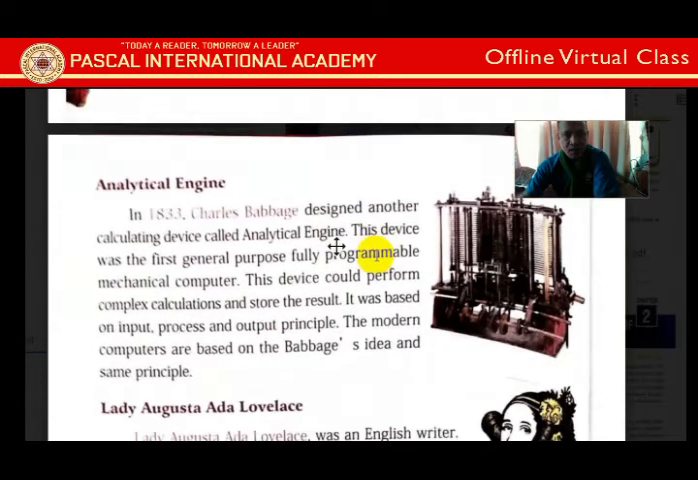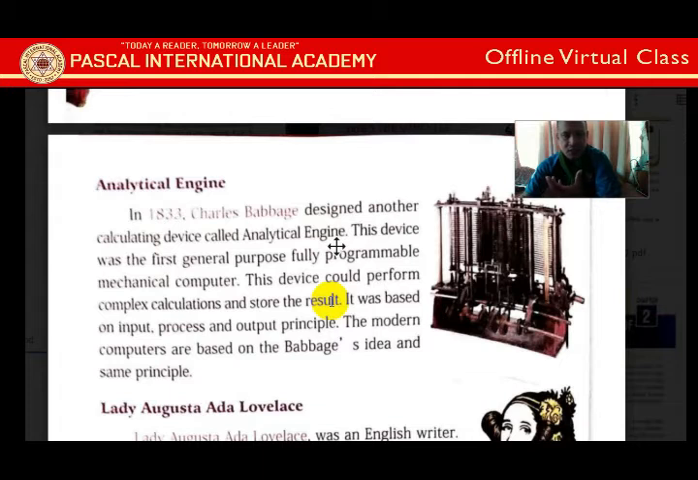So the next one is the Analytical Engine. See in the picture how big the Analytical Engine is. In 1833, Charles Babbage designed another calculating device called the Analytical Engine. This device was the first general purpose fully programmable mechanical computer. Programmable means we can fit a program, design the instructions. A set of instructions is called what? Program, like software.